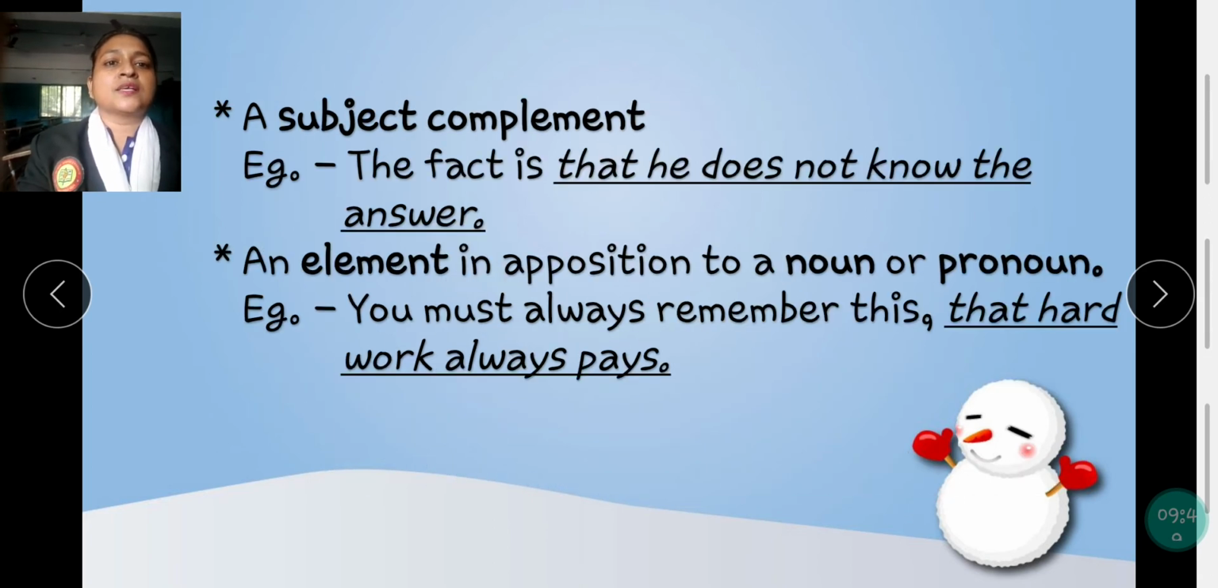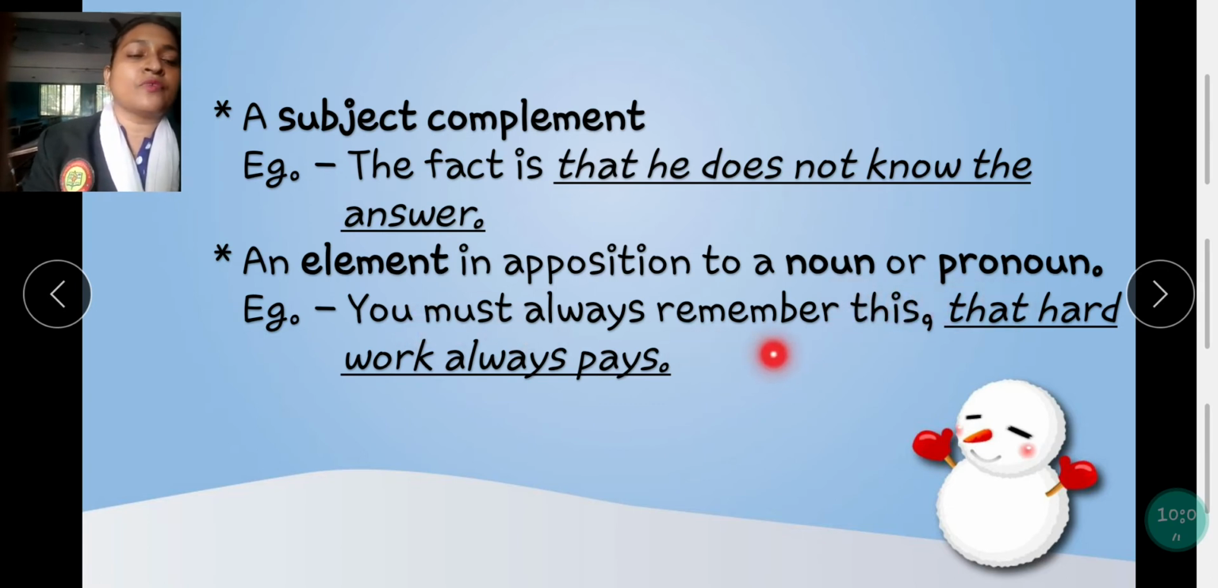The subject complement. The fact is that he does not know the answer. Now here you have this linking verb, so this acts as a subject complement. An element in opposition to a noun or pronoun. You must always remember this, that hard work always pays. Now when you have this, then we can say that it is acting as a noun or a pronoun.